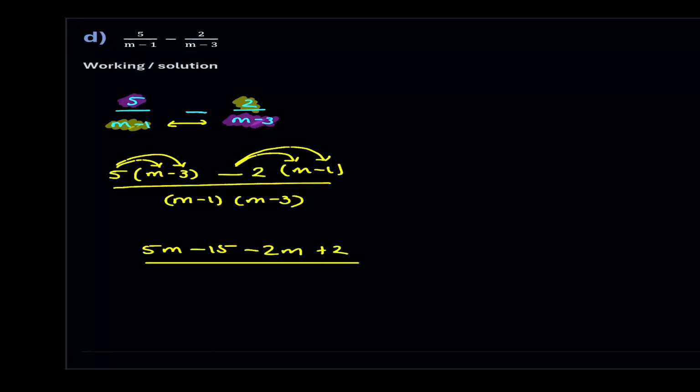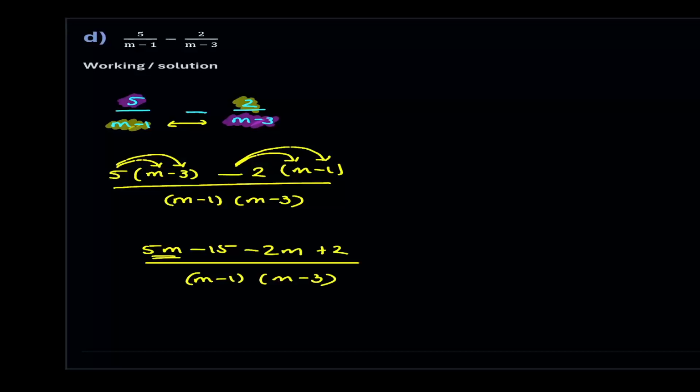In the denominator, you don't need to expand your brackets because you would have a quadratic and it's actually neater and more simplified to keep it in factorized form. So that we can leave as m take 1, m take 3.